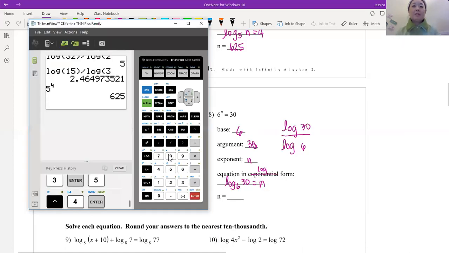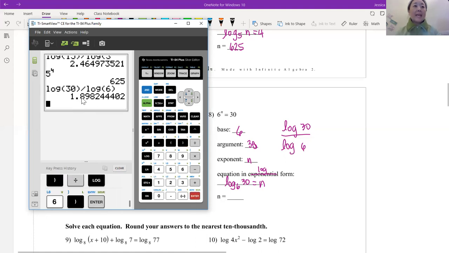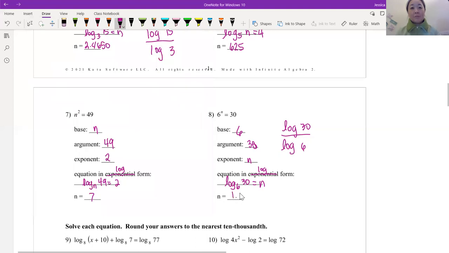I'll just move this over here. So log of 30, divide that by log of 6, and that's going to give me about 1.8982. And that stays as a 2 because that's less than 5. So 1.8982. All right, so far so good.